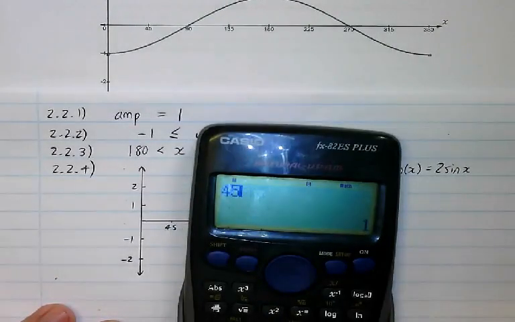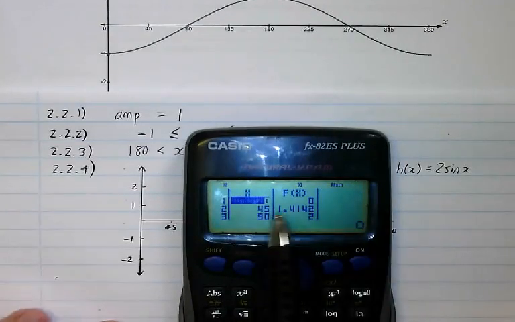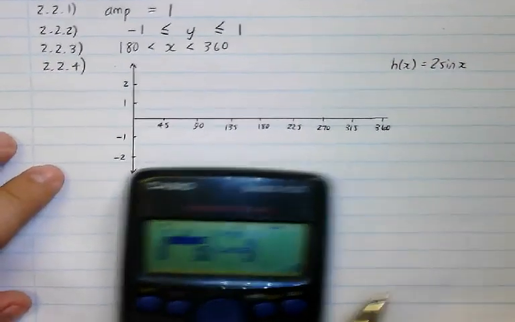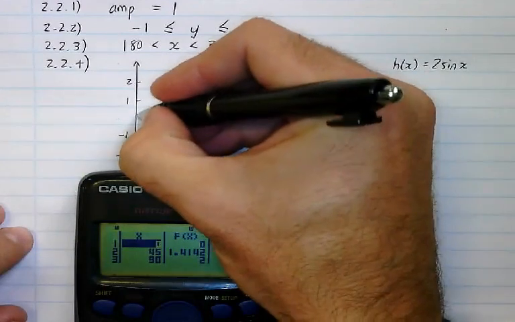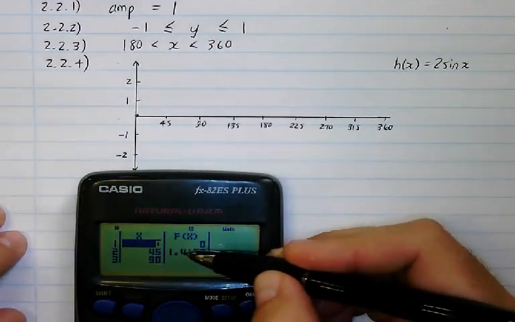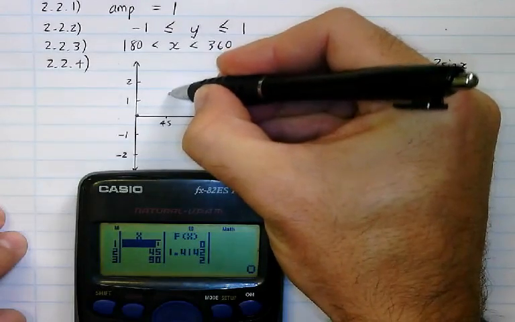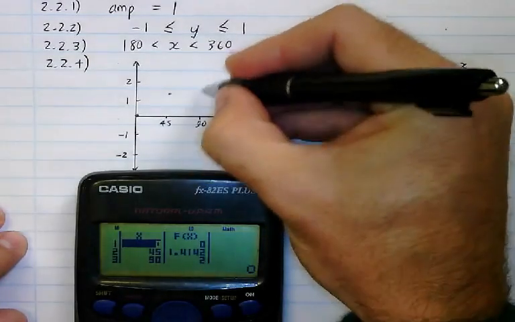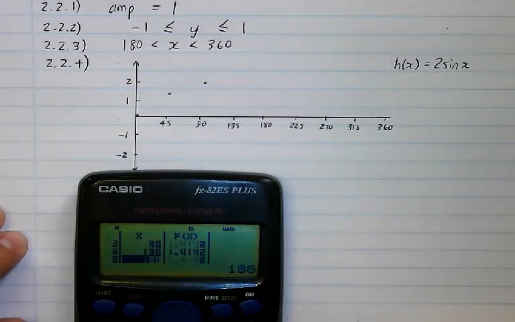So using these values, we can plot our points. At 0, we'd be at 0. At 45, we are 1.4-ish, so that looks to be roughly over there. At 90, we are up at 2 over there. At 135, we can see we are at 1.4-ish once again, so we can plot our dot there. At 180, we are at 0.